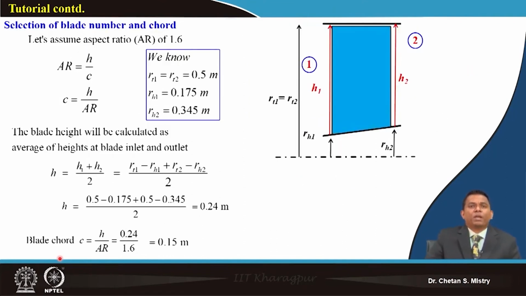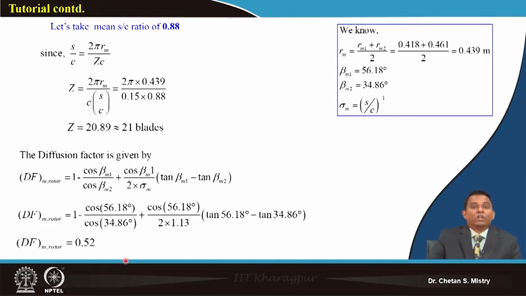The next important parameter for us is to select or calculate the number of blades and chord. In line with what we have done so far, here also we will be assuming our aspect ratio. Let's say for this blade the aspect ratio is 1.6. If we put that aspect ratio as 1.6, we are able to calculate our blade chord, and that is coming as 0.15 meter. Once this is known, our next calculation is the number of blades.